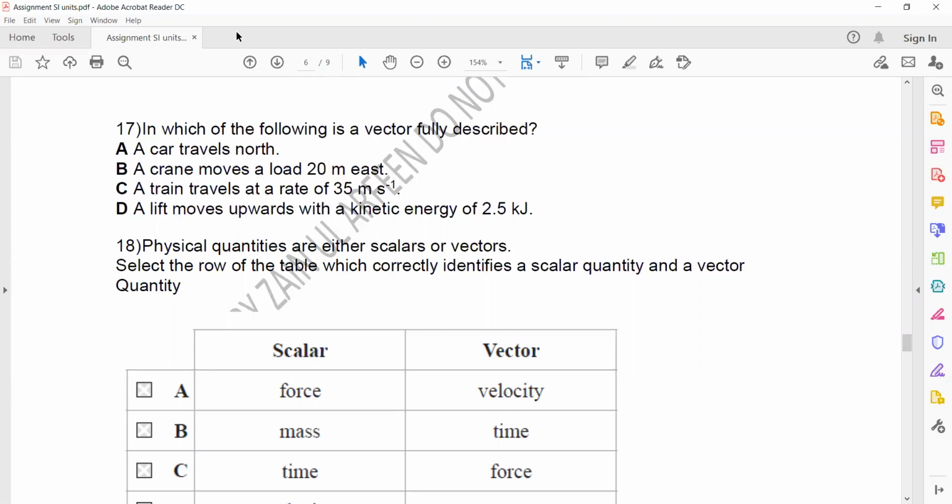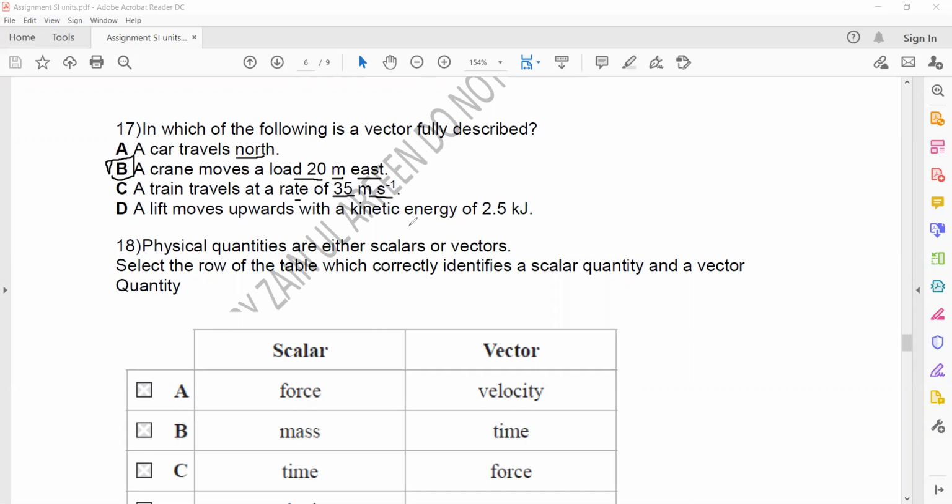So when you check, a car travels north: direction is given, but the magnitude is not given. Like a car travels north, direction is there, but what is the displacement or what is the speed is not given. A crane moves a load 20 is a magnitude, meter is a unit, and east is the direction. So actually this is completely explained. But a train travels at a rate of 35 meter per second, speed is given, but it's not given which direction the train is moving. So it's not a vector quantity.